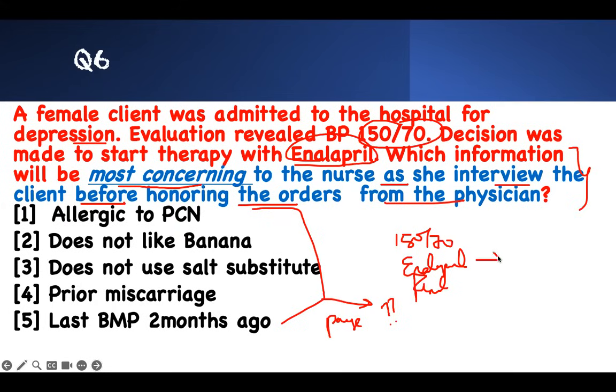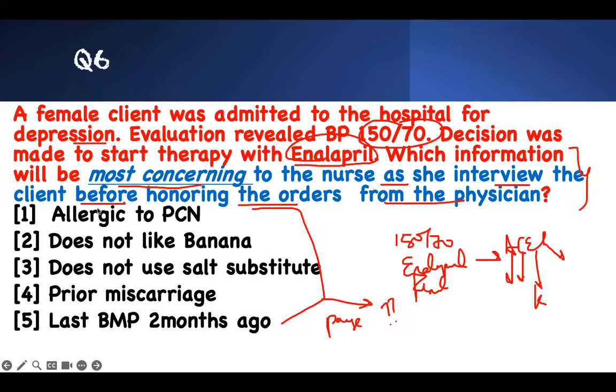Then you say enalapril is an ACE inhibitor. The ACE inhibitor side effects: angioedema, cough, electrolyte problem, that's hyperkalemia, and it's teratogenic. You can substitute an ARB if they have a cough. So those are my side effects. Let me look at the answers.